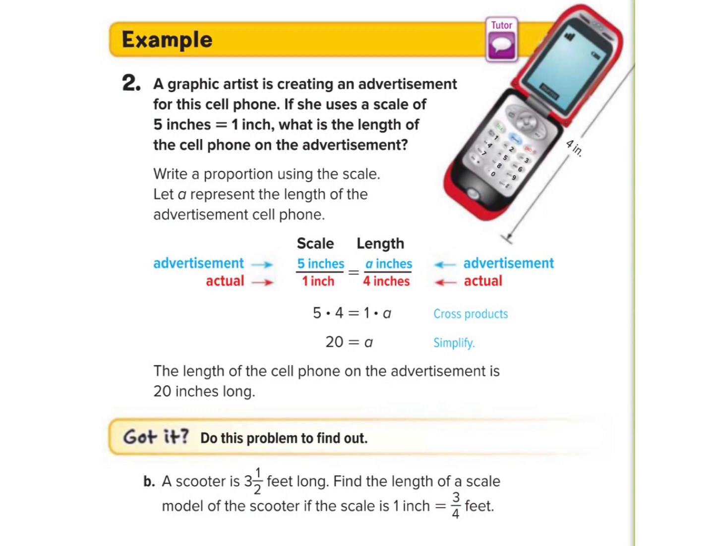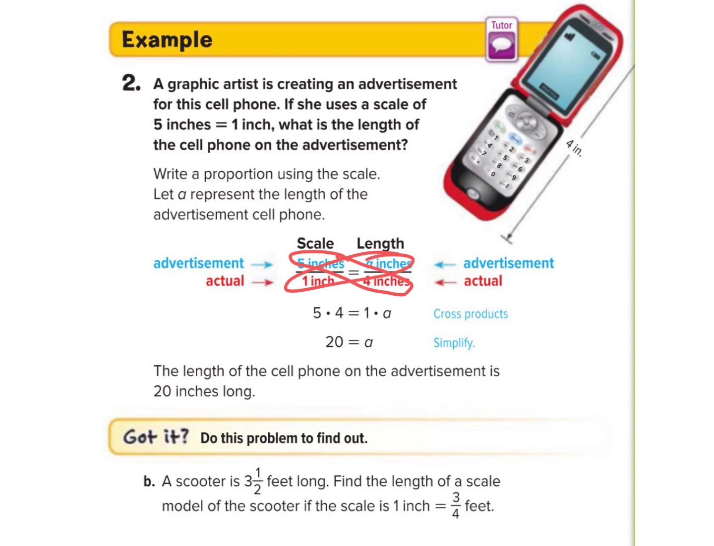Let A represent the length of the advertisement cell phone. So the advertisement scale is 5 inches, the actual 1 inch. The length on the advertisement is A inches, 4 is the actual. So you want to do, again, your cross products or cross multiply. And then you would have 5 times 4 equals A. So 20 equals A. The length of the cell phone on the advertisement is 20 inches long.